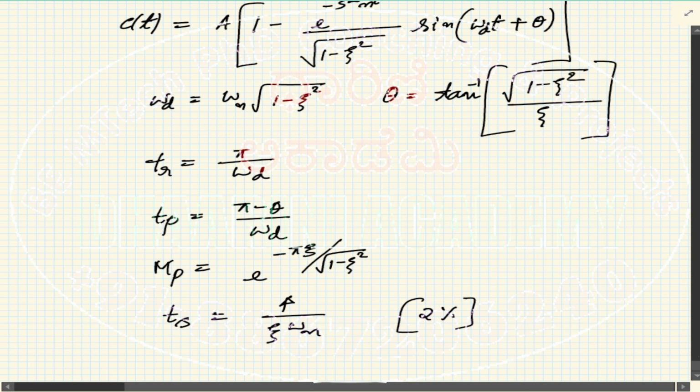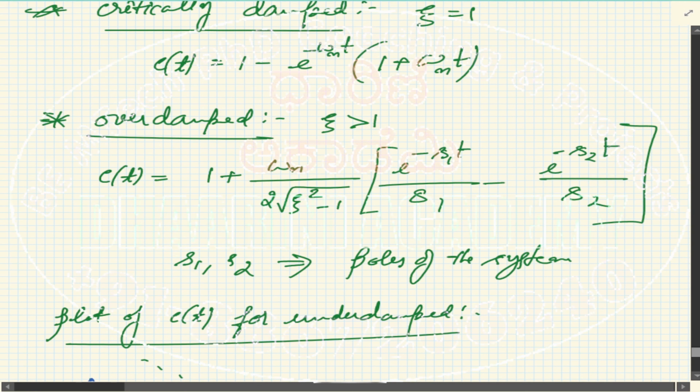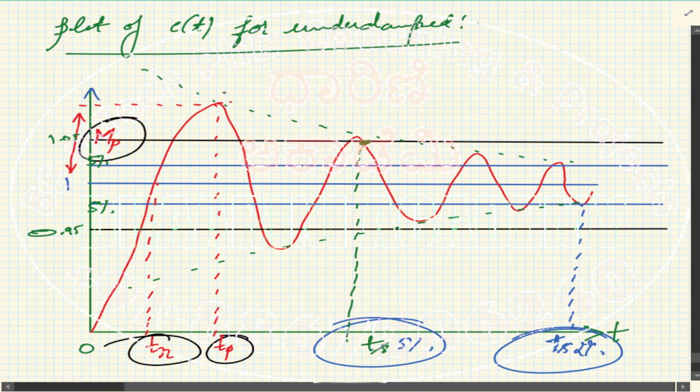Yes, this is the peak time, the time taken to reach the peak. How much time is it going to take from the beginning? And the peak overshoot is how much it goes above 1, above the desired value, whatever overshoot happens.